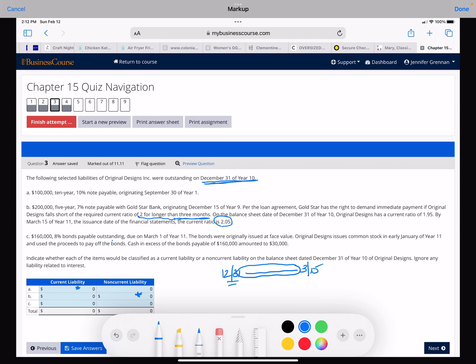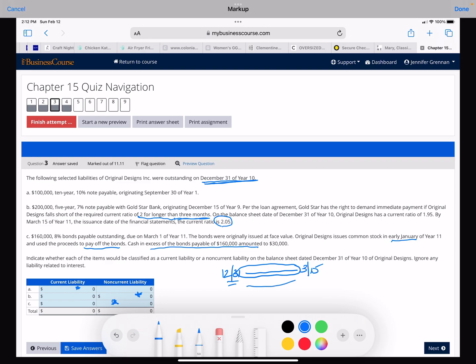The last one, we took $160,000 of bonds payable due on March 1st of year 11. Oh, okay, well that sounds like it should be current. However, before our issue date, right, in early January, we issued stock and we paid off the bonds. It's giving us this additional information about cash, so just to prove to us that, yes, the cash was used to pay off the bonds and not for operating purposes. Because we took either long-term assets or common stock and paid off the debt, we can keep that in non-current.